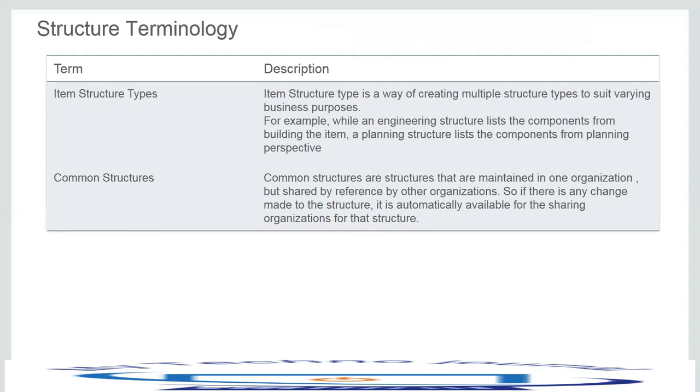And common structures are structures that are maintained in one organization but shared by reference by other organizations. So if there is any change made to the structure, it automatically gets applied or is available for the sharing organizations for that particular structure.